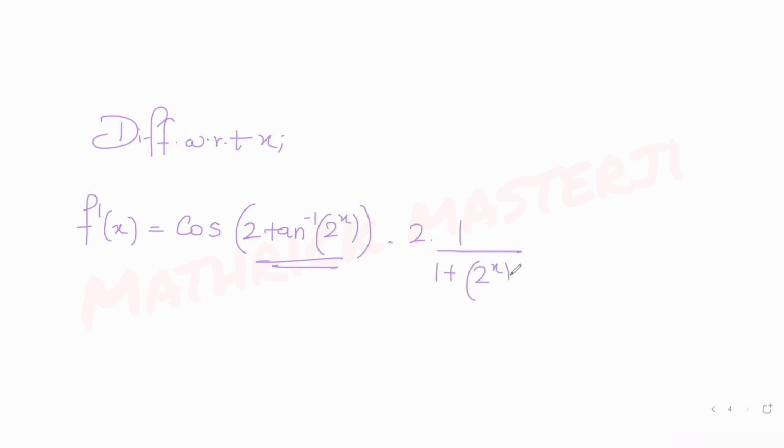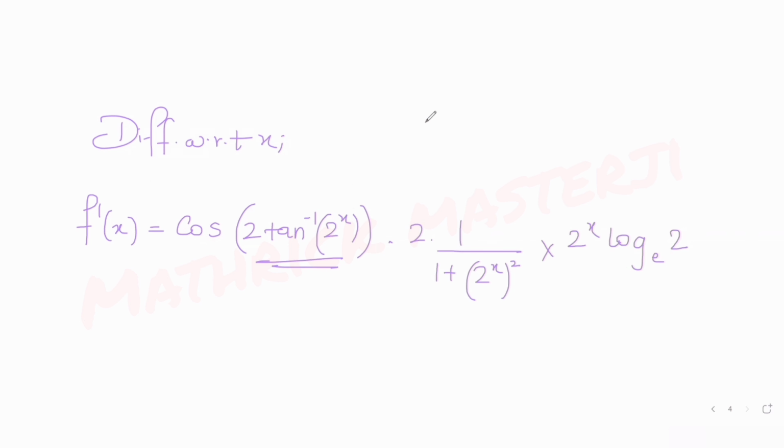So it is 2 raised to x the whole square into derivative of 2 raised to x. So derivative of a raised to x is a raised to x log a. So 2 raised to x log 2 to the base e. So you get this entire thing as f dash of x.